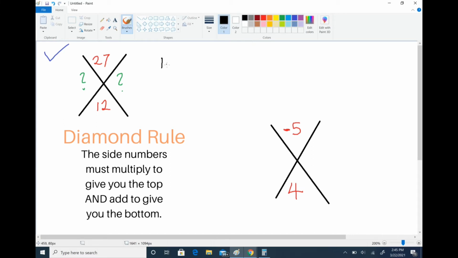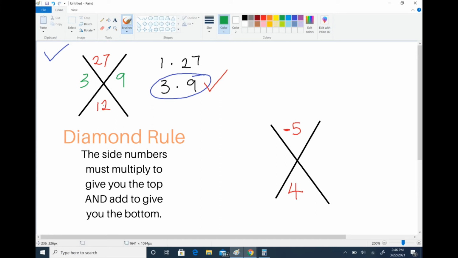Let's make a list, even though some of you might say, oh, I already know that one. But let me go ahead and just make a list for the sake of clarity. So here are some numbers that can multiply to give me 27. 1 times 27 gives me 27. 3 times 9 gives me 27. However, only this one can also add to give me 12. So my side numbers will be 3 and 9, because 3 times 9 gives you 27, and 3 plus 9 gives you 12.